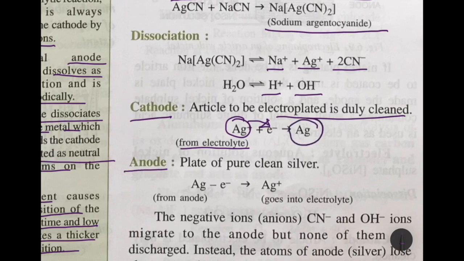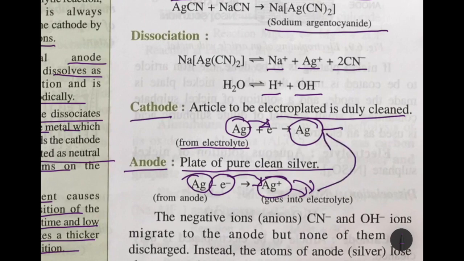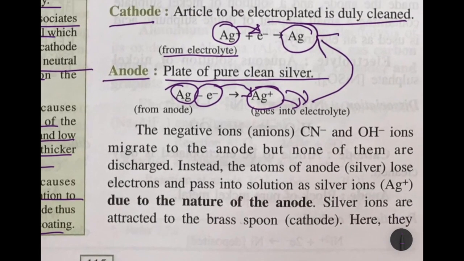Okay, and what happens at the anode? You know, at the anode there is a plate of pure silver, clean silver. So at the anode, silver metal will lose electrons very easily, since it is lower in the electrochemical activity series, and it will form silver ions which will go into the electrolyte continuously, and it will migrate towards the cathode. Okay, so the negative ions, that is cyanide and hydroxyl ions, migrate towards the anode, but they are not discharged. You know that, because we have active electrodes.